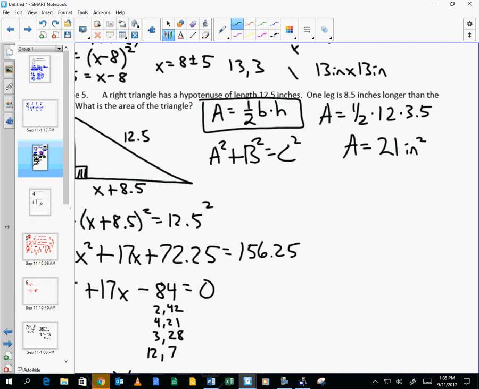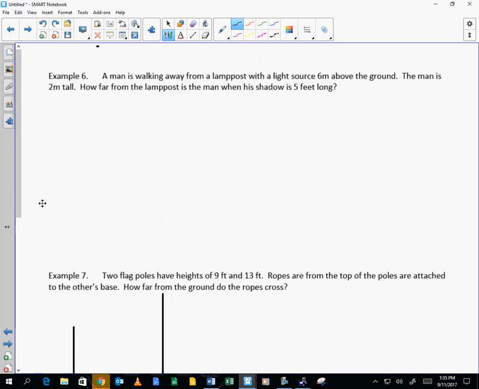Two more left. This should be 5 meters, not 5 feet. We'll see if you guys can take me down this path, too. We kind of hit a roadblock last time. Maybe we do a better job here. A man is walking away from a lamppost with a light source 6 meters above the ground. The man's 2 meters tall. How far from the lamppost is the man when his shadow is 5 meters long?